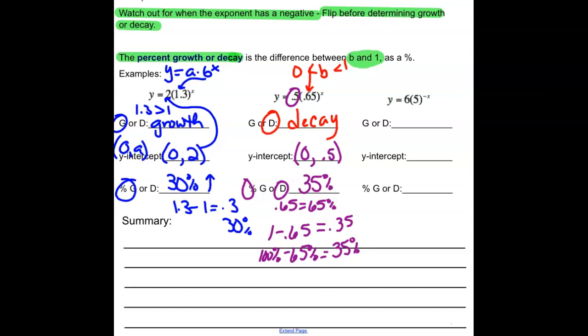Okay? Here we went up 30%. We were 30% higher than a 1. Here we are 35% lower than a 1. So it's decaying.